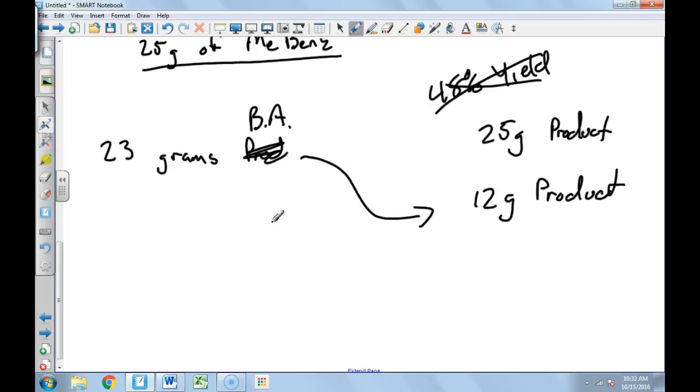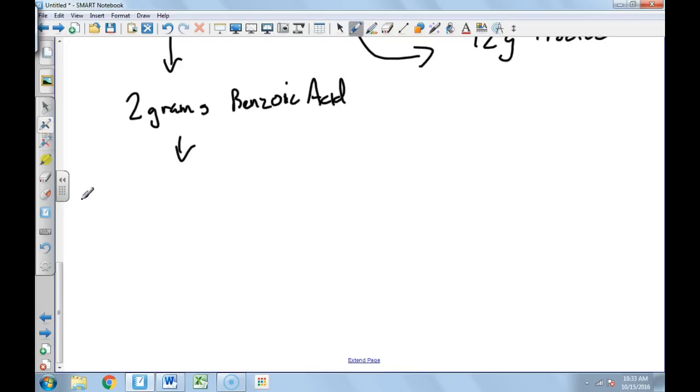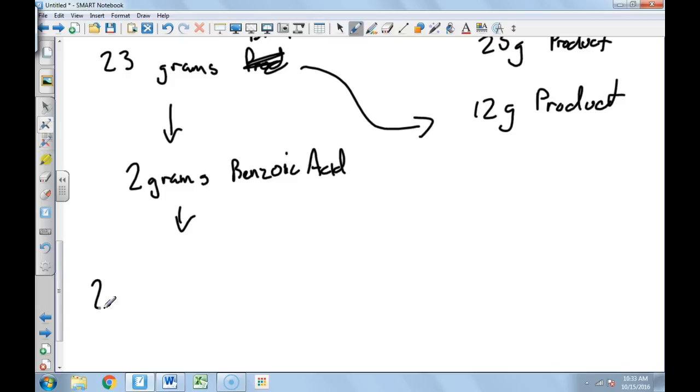Okay. What we're going to do is add an extra step here by finding out how many grams of benzoic acid we recover. And so a typical recovery could be 2 grams of benzoic acid from isolating the water layer. Okay, so that means that because we had 2 grams of benzoic acid, we really only reacted away 21 grams of benzoic acid.